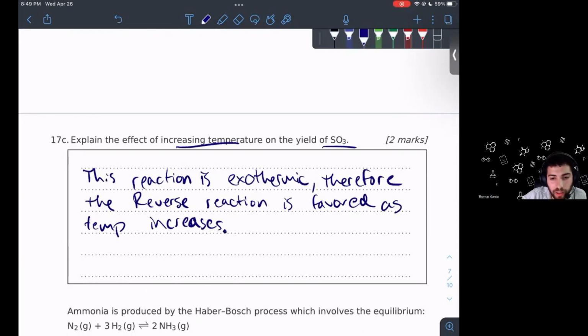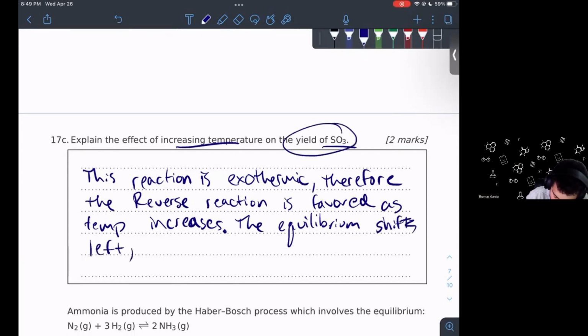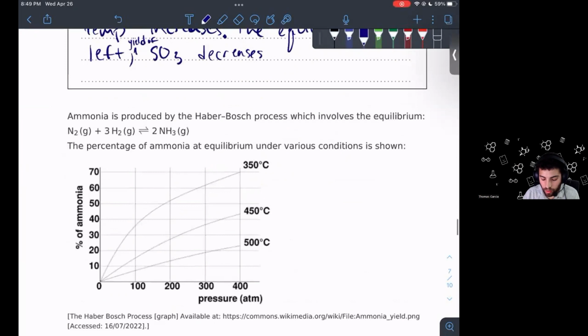If the reverse reaction is favored as temperature increases, then you need to make sure that you mentioned that the equilibrium shifts left. And then finally, we have to talk about the yield of SO3. Yield of SO3 decreases. All right.